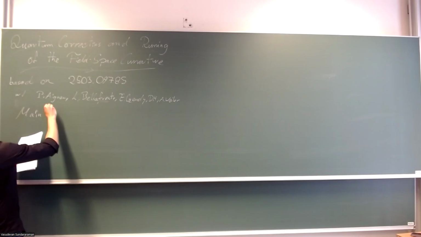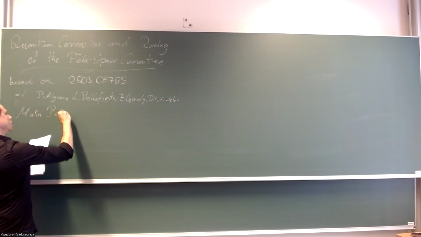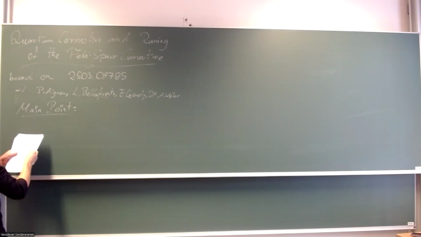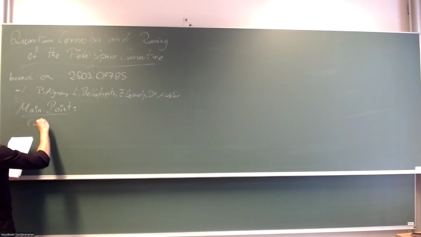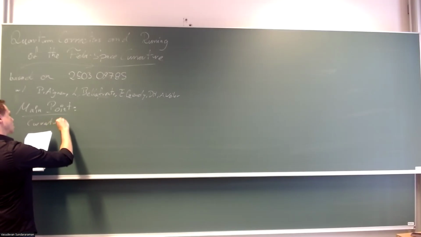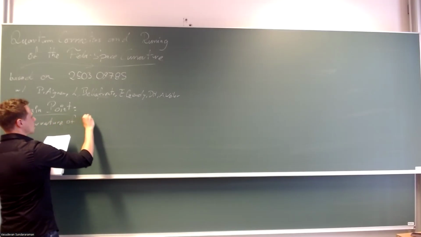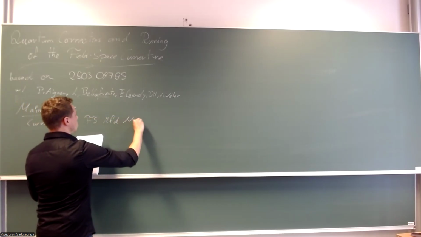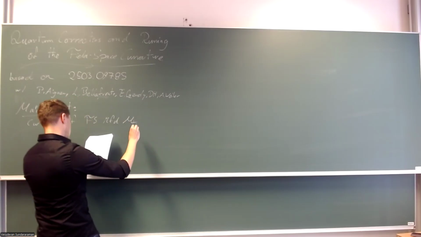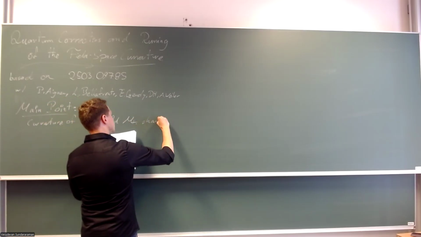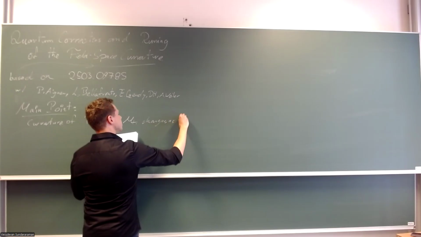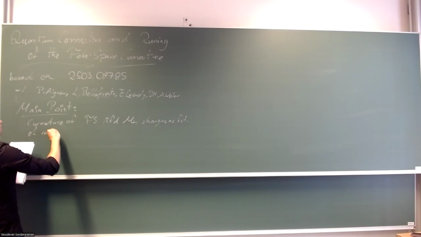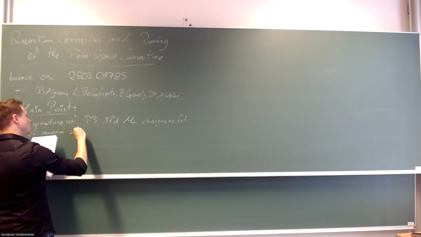So, what I want to get to is that the curvature of the field space manifold, which we're just going to call M, changes as a function of the renormalisation scale.